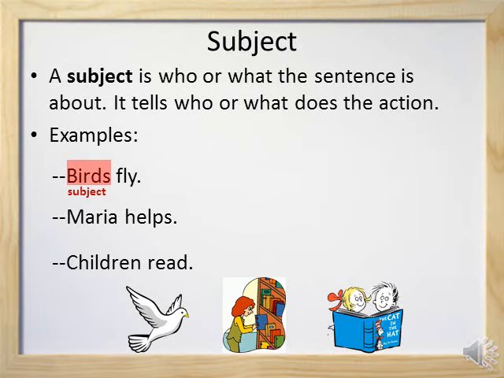In the next sentence, Maria helps, what is the action? The action is helps. Who or what is doing that action? Maria. Maria is the subject of that sentence. In the third sentence, children read. What is the action? The action is read. Who or what is doing that action? Children. Children is the subject of that sentence.